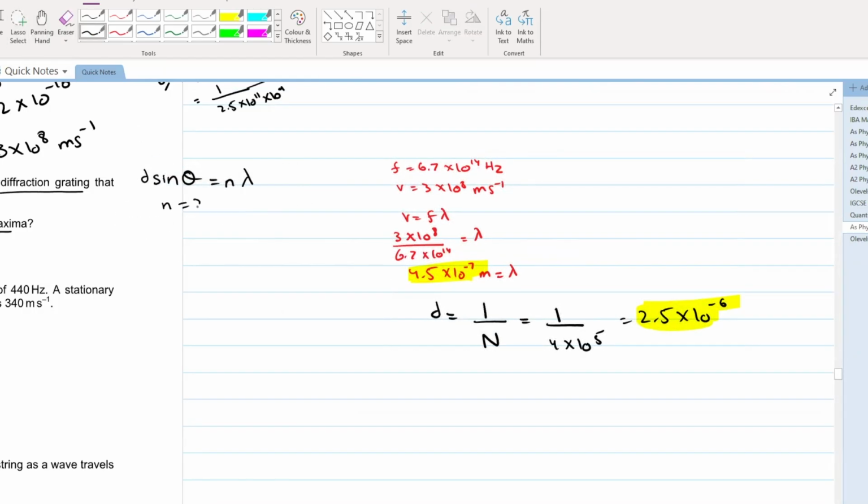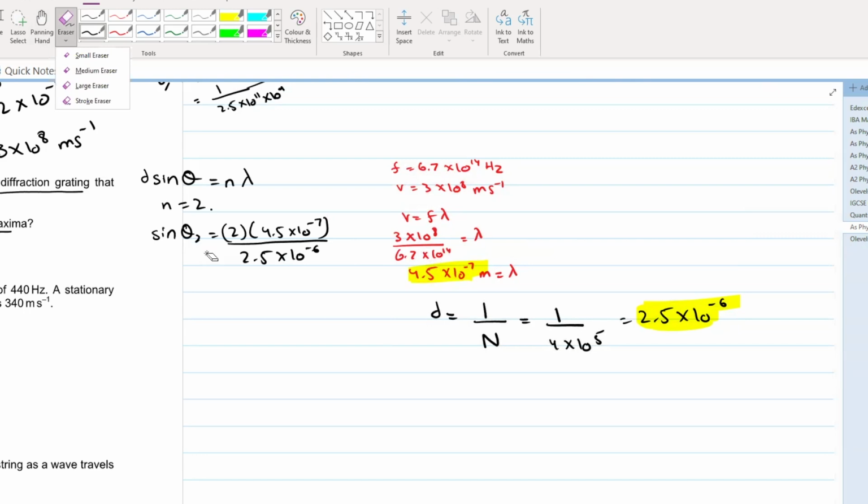When n is equal to 2, sin theta 2 is equal to 2 times the wavelength, that is 4.5 × 10^-7, divided by d, that is 2.5 × 10^-6, and take the sine inverse of this to calculate the angle theta 2. Can anyone do that for me? Sine inverse of this entire thing.